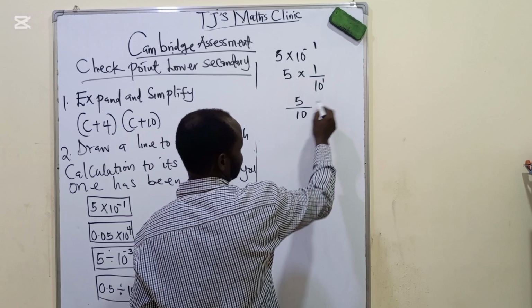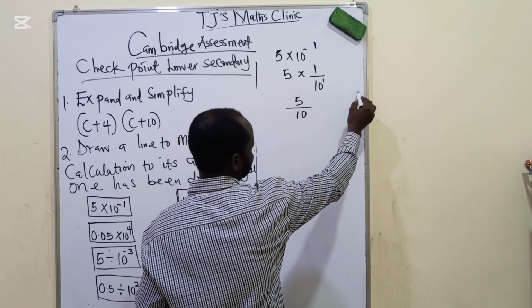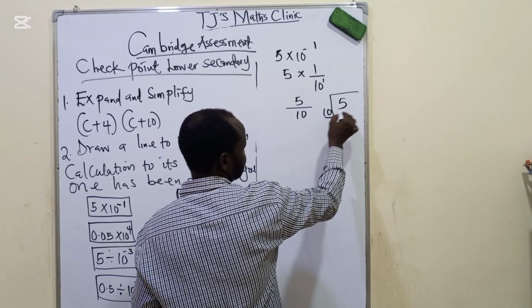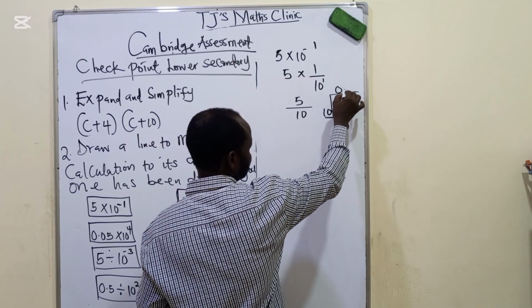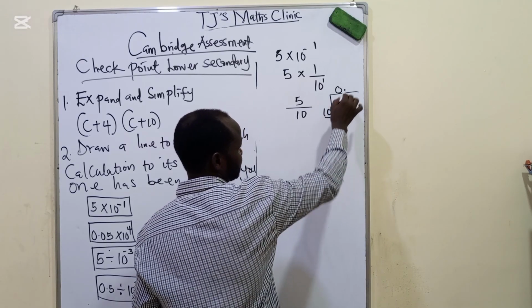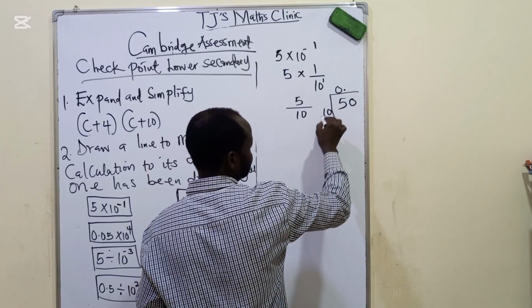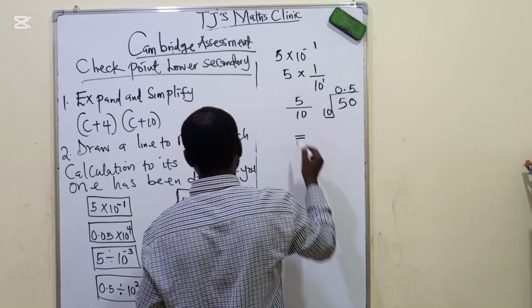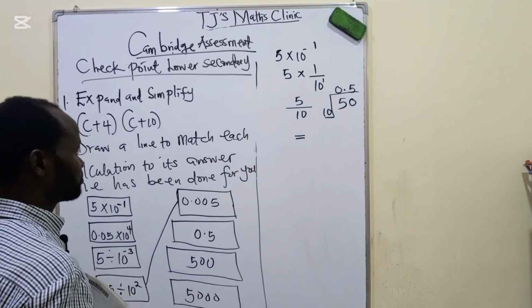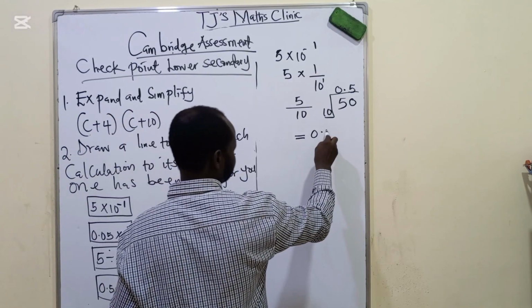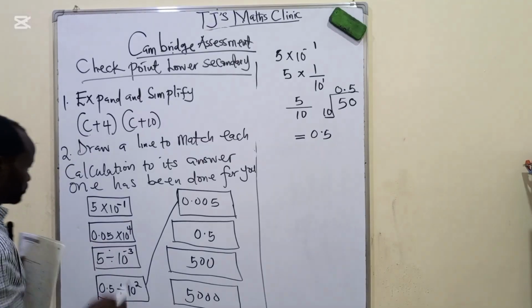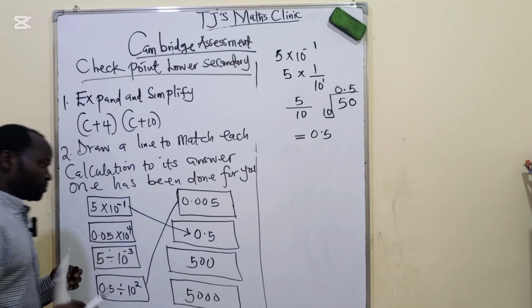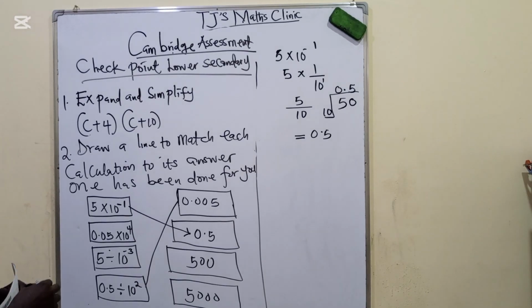We can use long division to get the solution. So we divide 5 by 10. 10 into 5 cannot, we put 0 here, we put a point here. Immediately we put this point, we add 0. Then 10 into 50, of course, will be 5. So this first one is nothing but 0.5. The meaning is we match this first one to this 0.5. We're through with the first one.